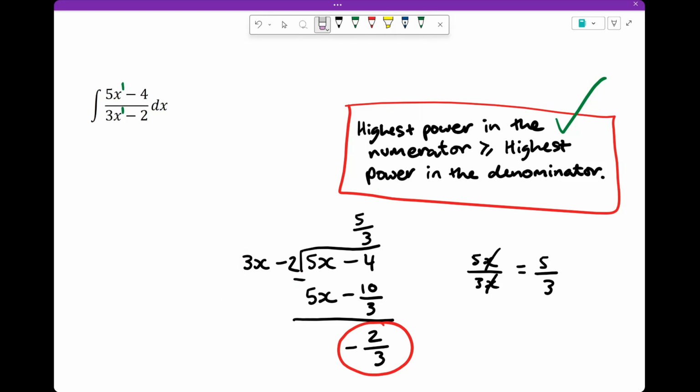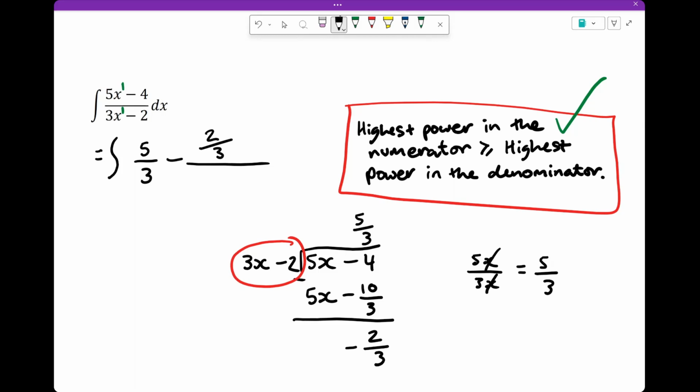Now let's write out my rewritten version of my initial fraction in my integral. So I'm going to rewrite my integral as the integral of, and it's going to be my quotient, which is the 5 over 3, and then plus our remainder, which is the negative 2 over 3. But since our remainder is negative, I'm actually going to replace this plus here with a subtract. Okay, but then I'll write my remainder 2 over 3 divided by our initial divisor, which was the 3x subtract 2. And then since we got multiple terms, I'm going to put it in brackets and then put dx here.